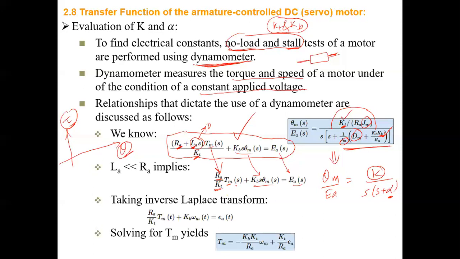So what happens if you take the inverse Laplace transform of this? Help me here. R_A is constant, K_T is constant, right? So what is the inverse Laplace transform of T_M? It's not the regular transform, it's the inverse transform. So s becomes t, right? So that's what we have here. This s becomes t: R_A over K_T, T_M(t). That's what we have. From here, you get this Laplace transform.